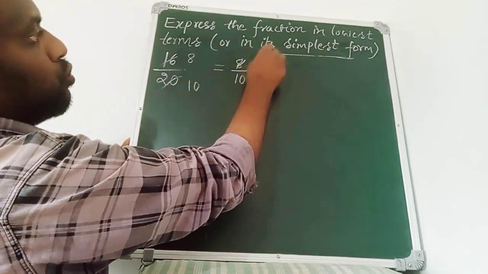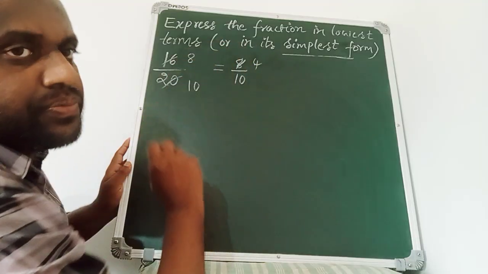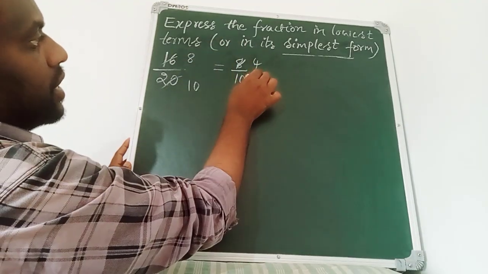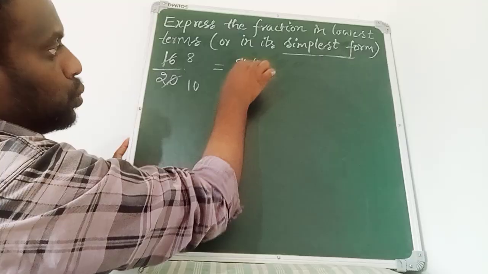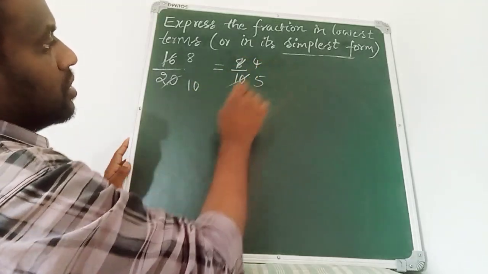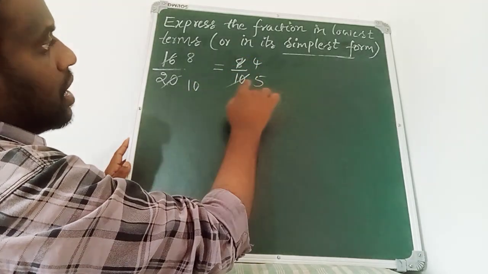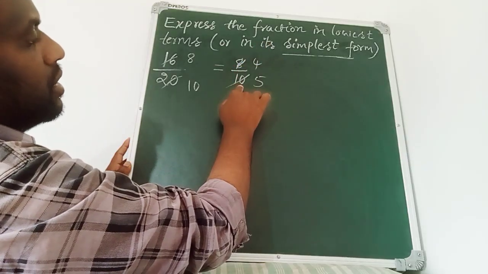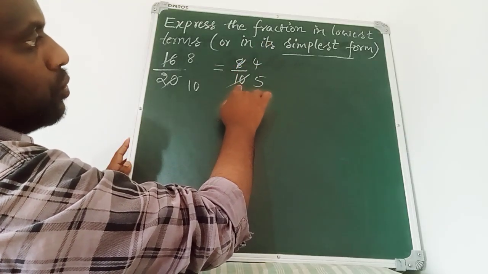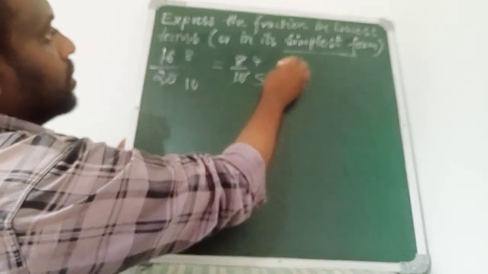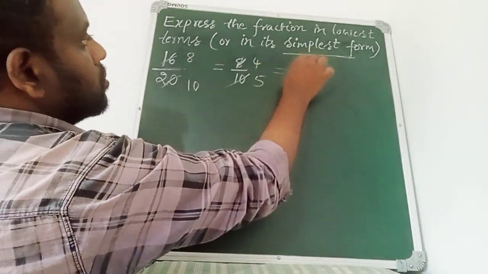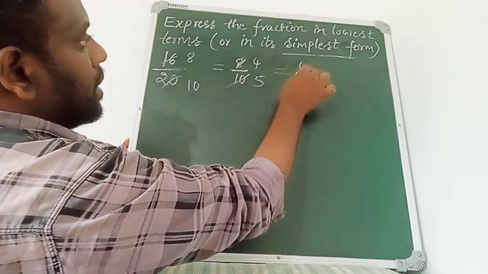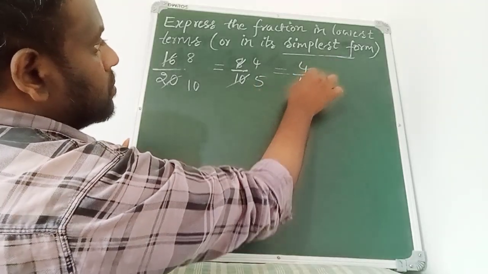So 2 fours are 8, so we get 4. Next, 2 fives are 10, so when we divide 10 by 2 we get 5. Now write 4, then the line, and 5 below it.